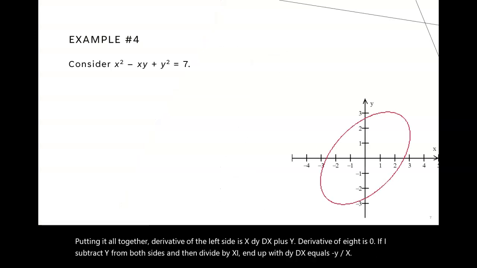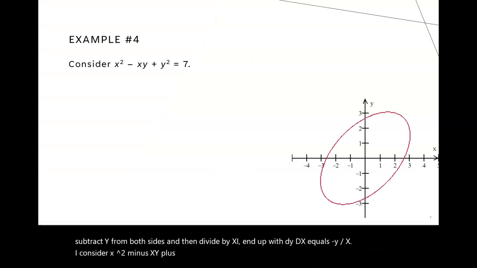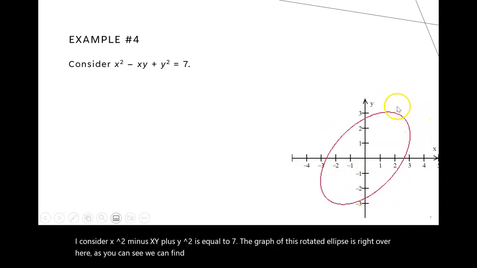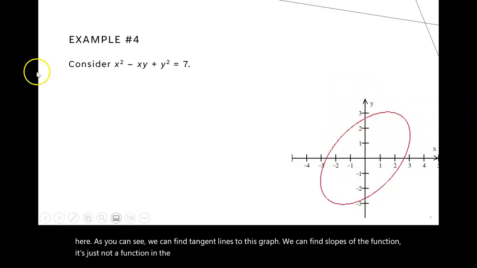All right, consider x squared minus xy plus y squared is equal to 7. The graph of this rotated ellipse is right over here. As you can see, we can find tangent lines to this graph. We can find slopes of the function. It's just not a function in the normal sense that we know it.